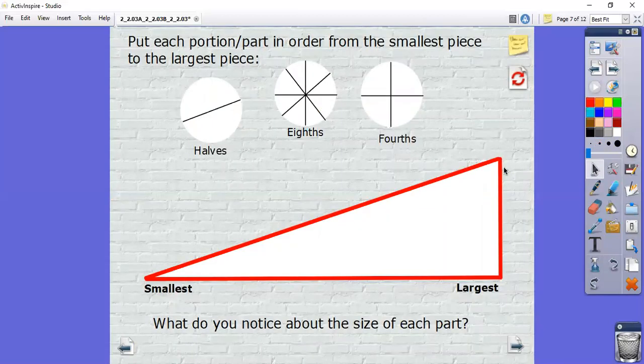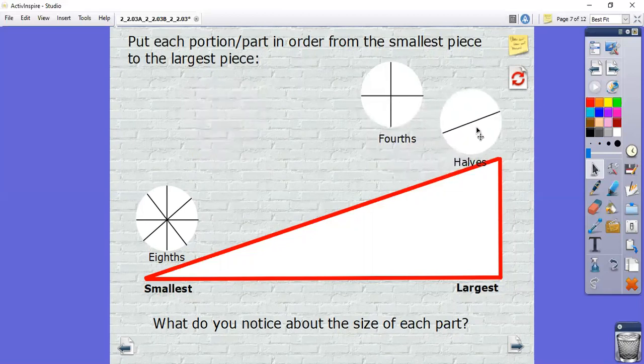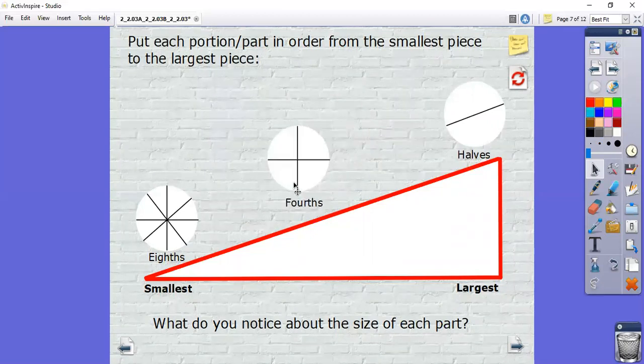Now, let's just take a look at this and see what is our order for looking at what's the smallest piece that we have all the way to the biggest piece. Well, looking at these, I want to find the smallest. Oh, yeah. The smallest pieces are these 8s. Look at how small they are. And which one is the big? Oh, halves. This one's definitely the biggest. It's going to go down here for largest. That means the 4th is just kind of in the middle.